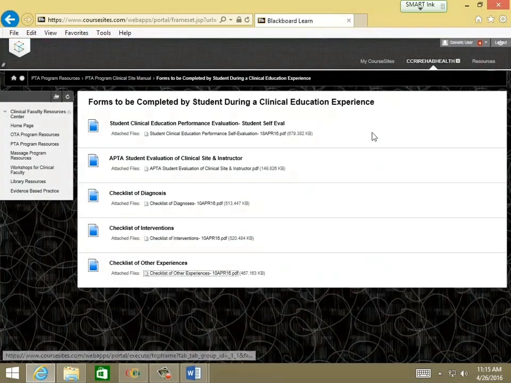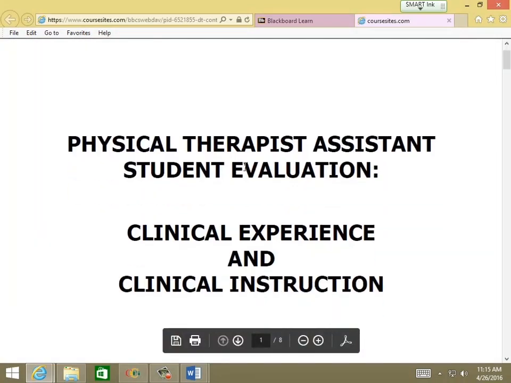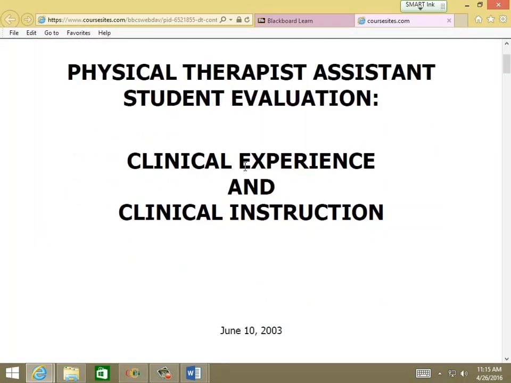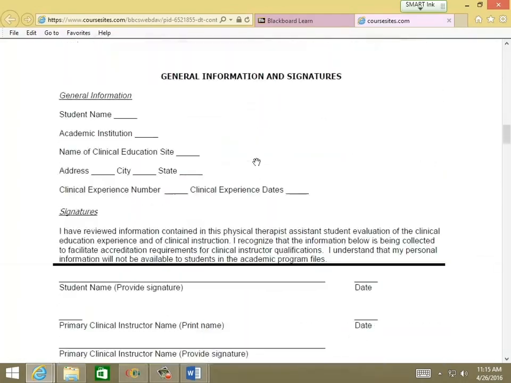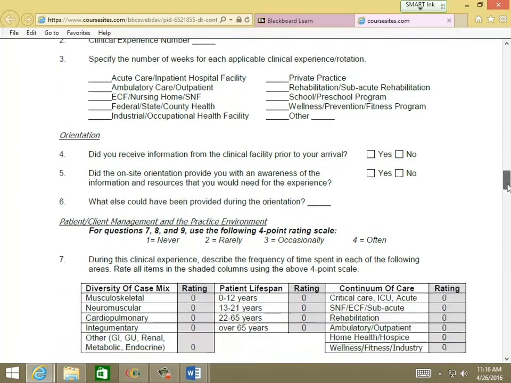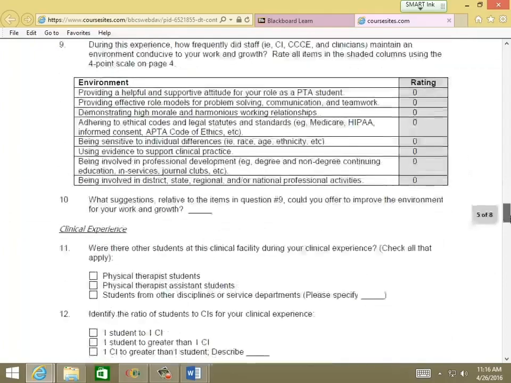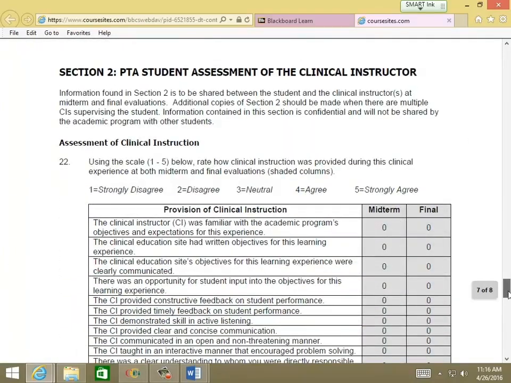Those are the checklists, and the last form the student will fill out for us before concluding the experience is the APTA Evaluation of the Clinical Experience and Clinical Instruction. This document has two parts. The first part is an evaluation of the clinical experience itself, where the student will provide feedback on the types of experiences they had while at your facility. Part two of this assessment is an assessment of the clinical instructor.